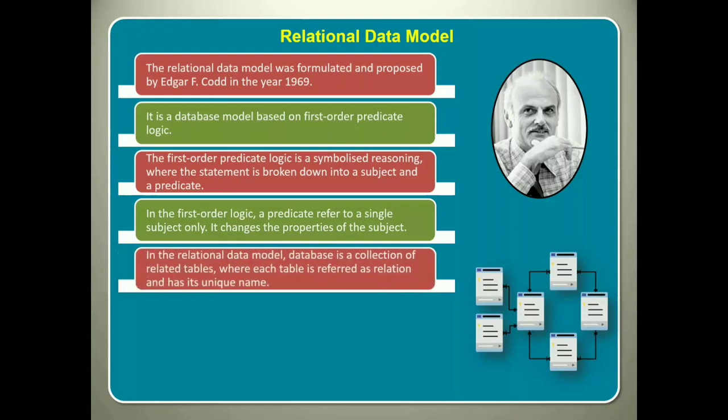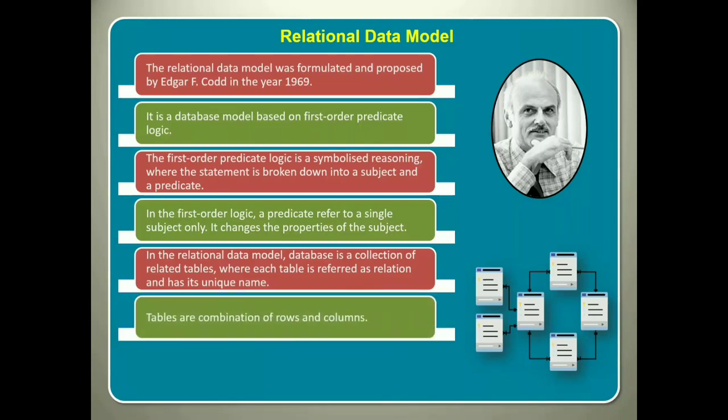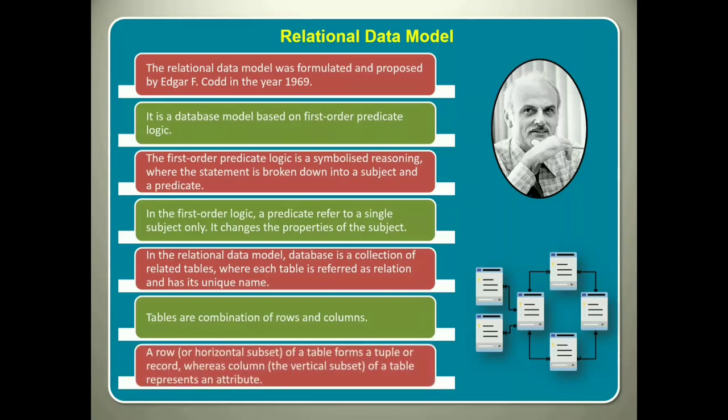In the relational data model, database is a collection of related tables where each table is referred as relation and has its unique name. Tables are combination of rows and columns. A row or horizontal subset of a table forms a tuple or record, whereas column, the vertical subset of a table, represents an attribute.